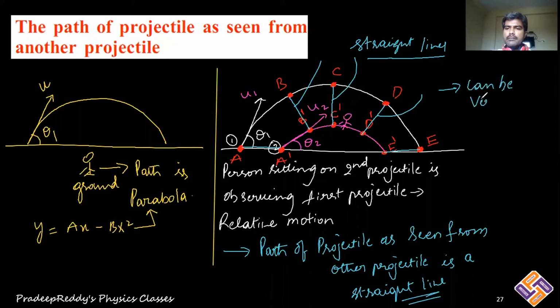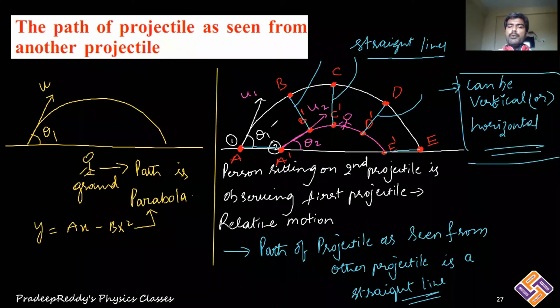And this straight line can be a vertical straight line, or this straight line can be a horizontal straight line. So it can be vertical and it can be horizontal. That depends on the initial vertical components and initial horizontal components of the projectiles. Okay, so it can be a vertical straight line or a horizontal straight line. That depends on the initial vector components of the two projectiles. So let me show how it is.